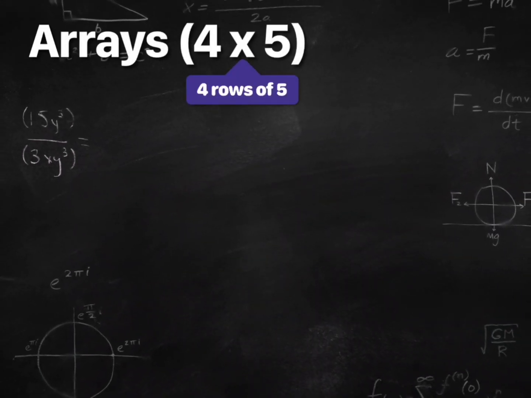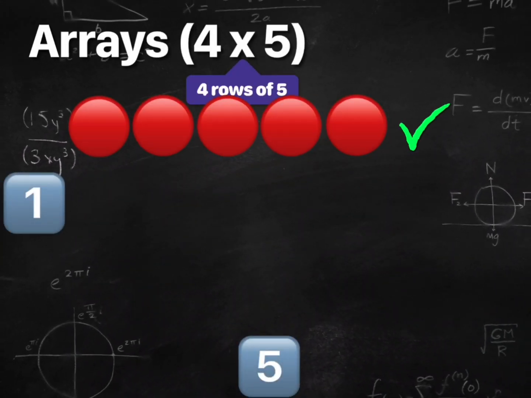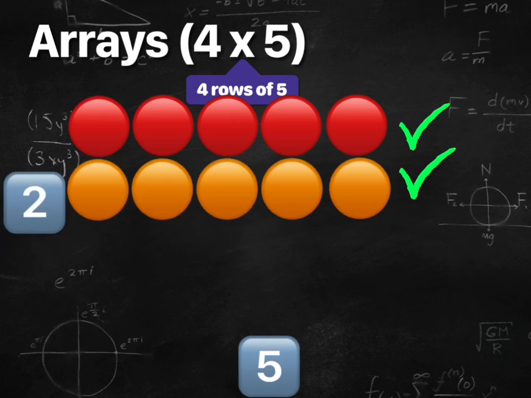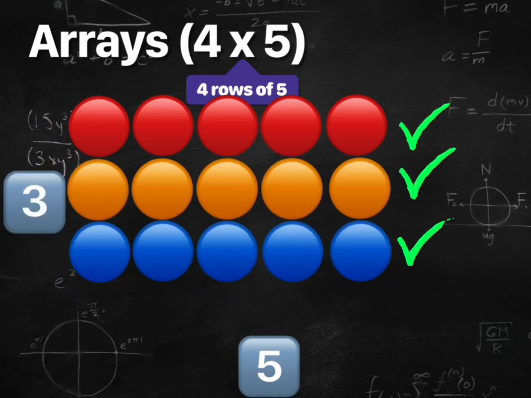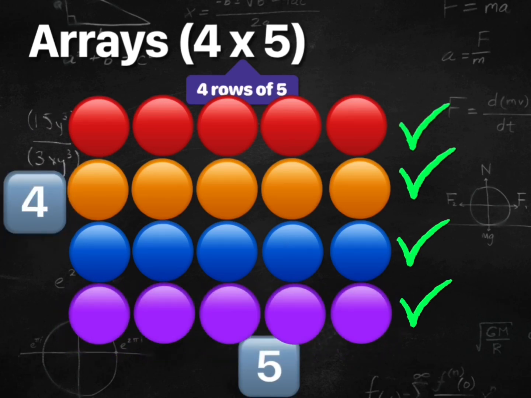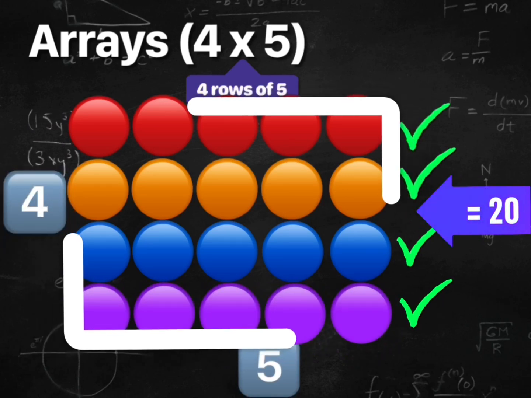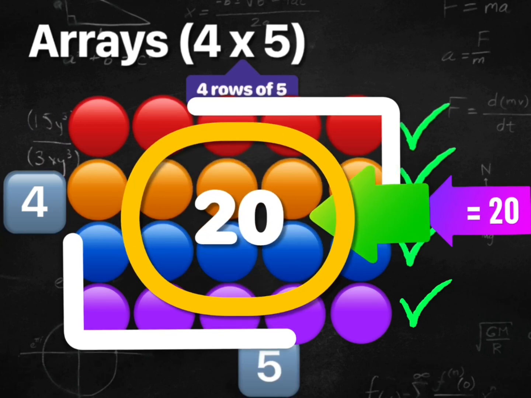Arrays can be used for any size of calculation. So for 4 times 5, you could have 1 row of 5, 2 rows of 5, 3 rows of 5, and 4 rows of 5. And then that can all be added together using skip counting or any of the other addition strategies that you've been learning.